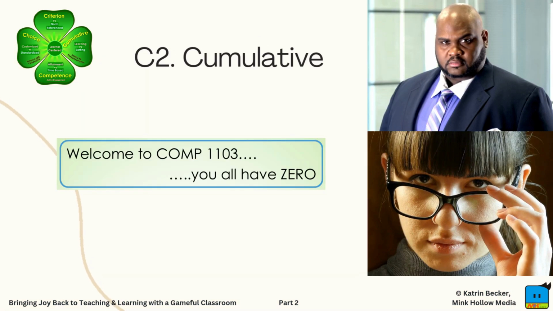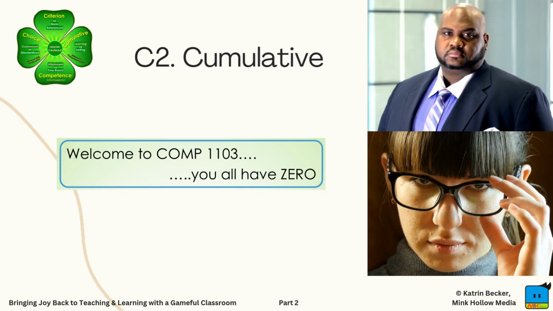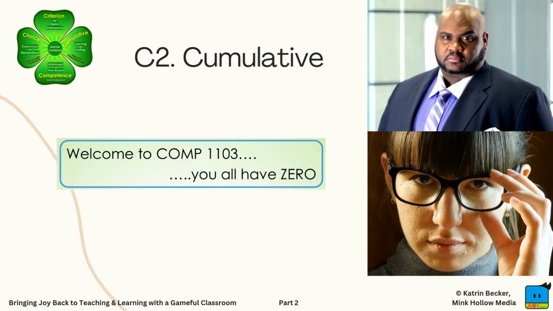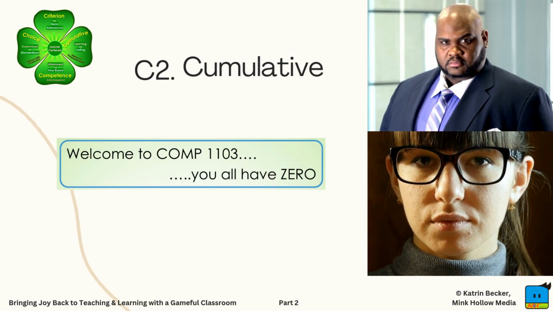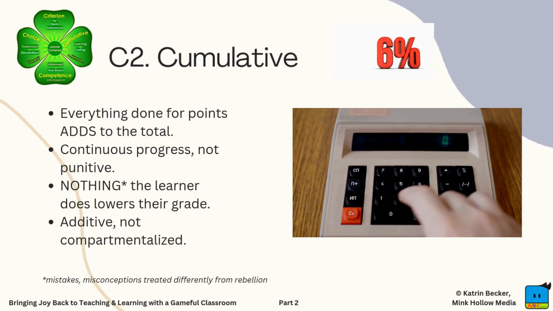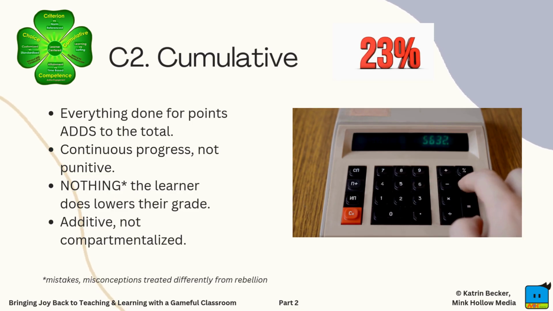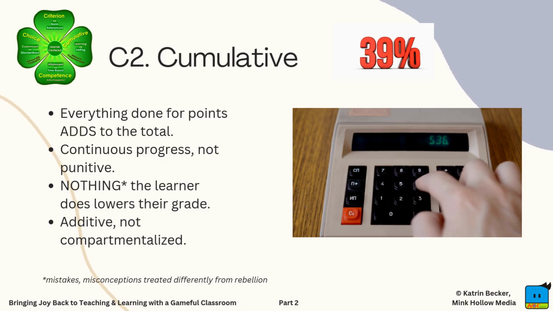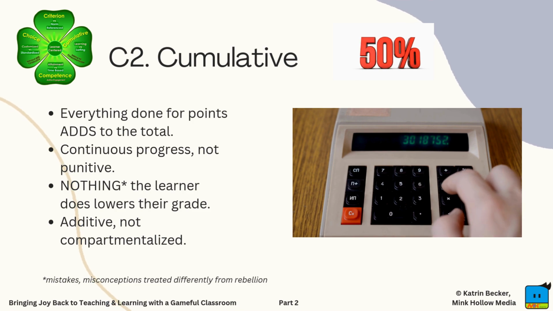The second C is about cumulative scoring. Now, admit it or not, almost all students come in thinking they have an A, and then everything they do after that is compared against the A that they're supposed to have. One difference here, though, unlike games, everything the student does for points adds to the total. This allows for the potential of continuous progress that is never really punitive. So nothing the learner does lowers their grade.